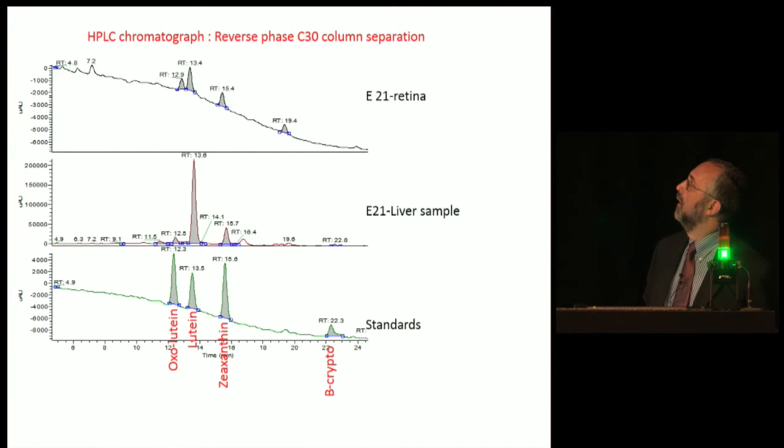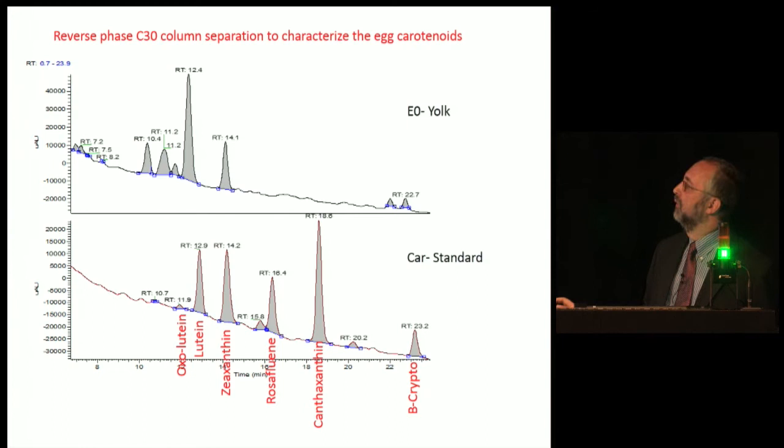With C30, you can also do retina, liver, and standards here. And that way, we can also pick up other carotenoids, such as beta-cryptoxanthin. We can look for astaxanthin and canthaxanthin, which we didn't see here. And you can see the differences between retina and liver, and I'll go into those in detail. And egg yolk. Again, you can see the various different carotenoids we can detect in standards, but egg yolk is really primarily lutein and zeaxanthin here, and some oxolutein and a few other non-carotenoid compounds. There actually is no beta-cryptoxanthin here.